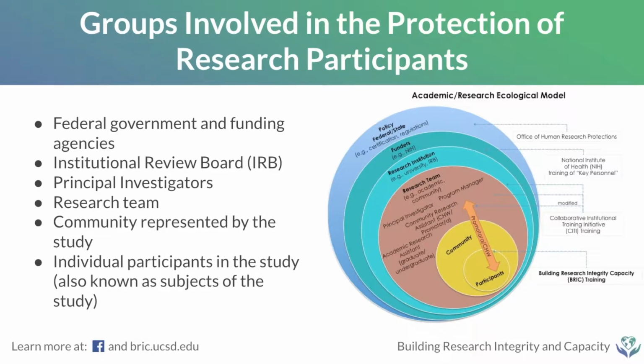Community and people. The research participants are also shareholders, as they are the sample that represents a population with similar characteristics. And as you can see in the diagram, the participants are at the core, followed by the community, the research team, research institutions, funders, and policy, federal and state. And this is what we call the academic research ecological model.